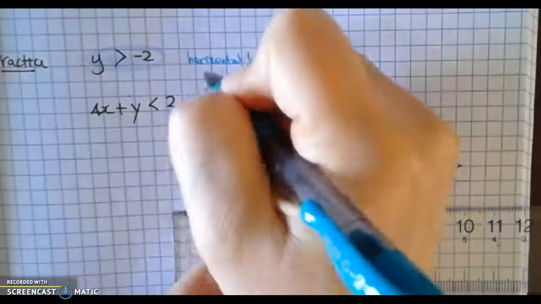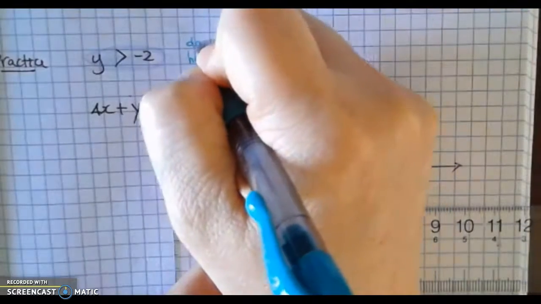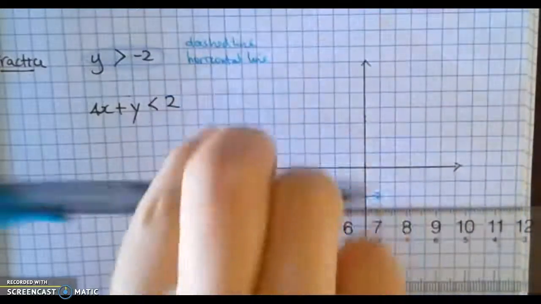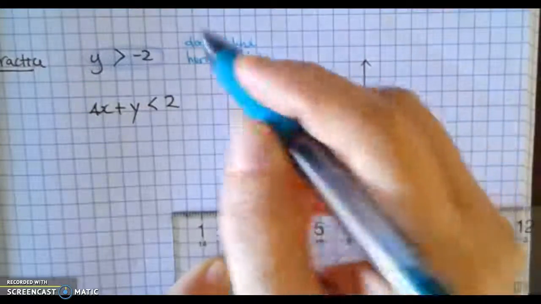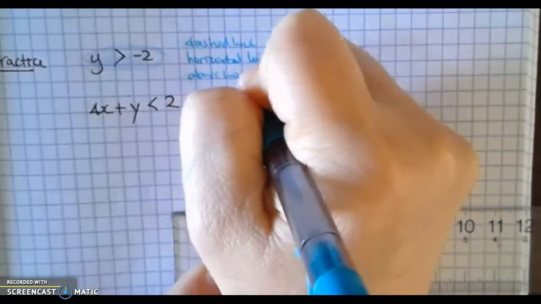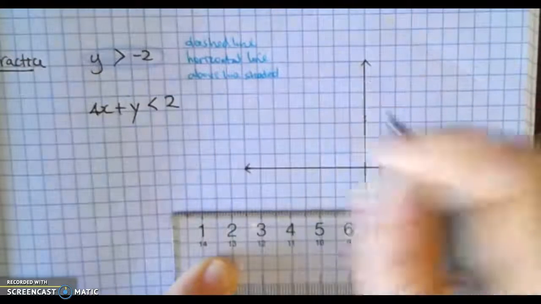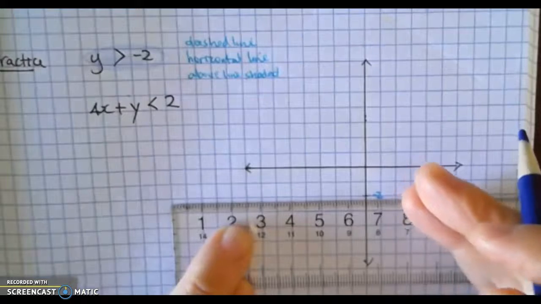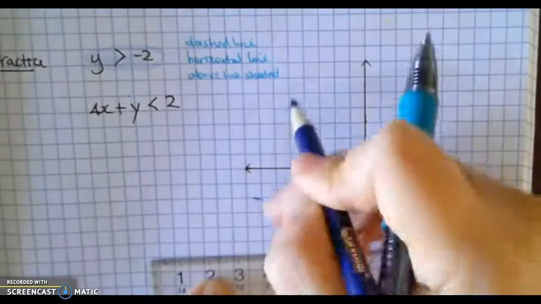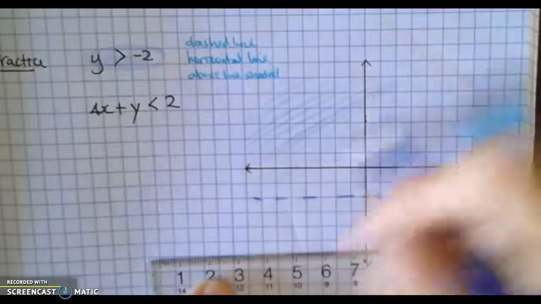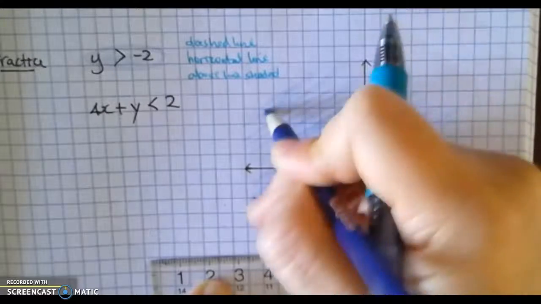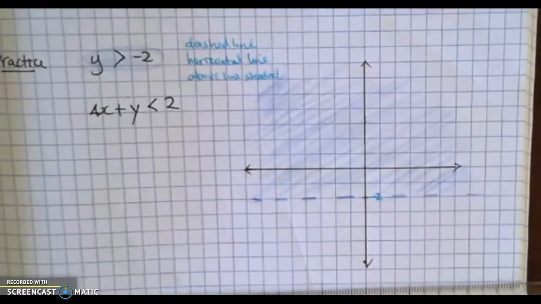And is this going to be a solid line or a dashed line? This is going to be a dashed line. Am I going to be shading above or below? Y is greater, so when is y going to be bigger? When it's above the line. So let's do just that: dashed line, shade above.